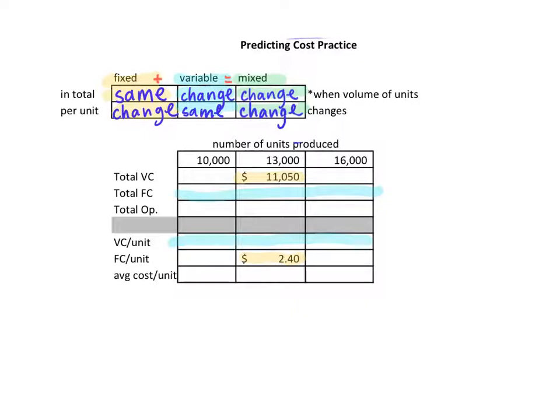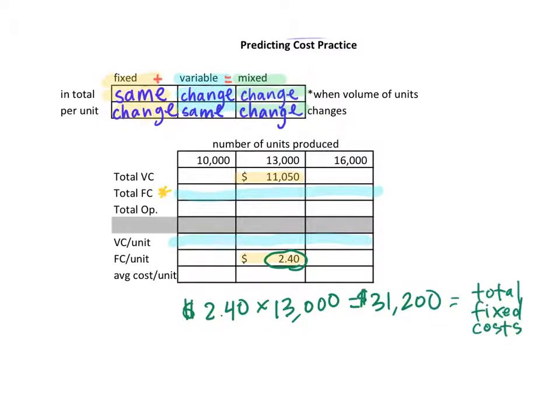Once we calculate the value at one level of production, we can carry that value across all three columns. We could start with either of these two rows that I've highlighted in blue, but I'm going to start by calculating total fixed costs. At a production level of 13,000 units, I know that fixed cost per unit is $2.40. So to convert that into the total fixed costs, I'm going to take the cost per unit and multiply it by the number of units to calculate total fixed costs. That equals $31,200. I know that total fixed costs stay the same no matter what level of production there is, so I can carry that $31,200 across all three columns on the total fixed cost row.